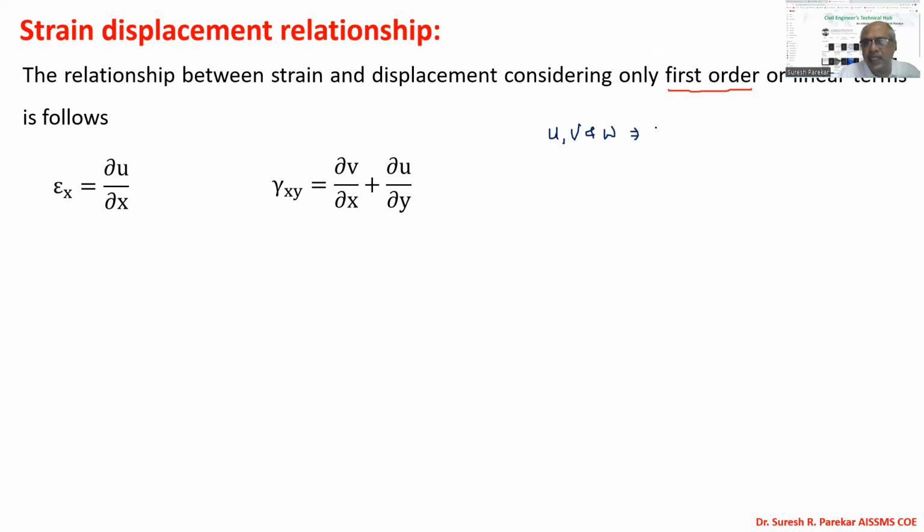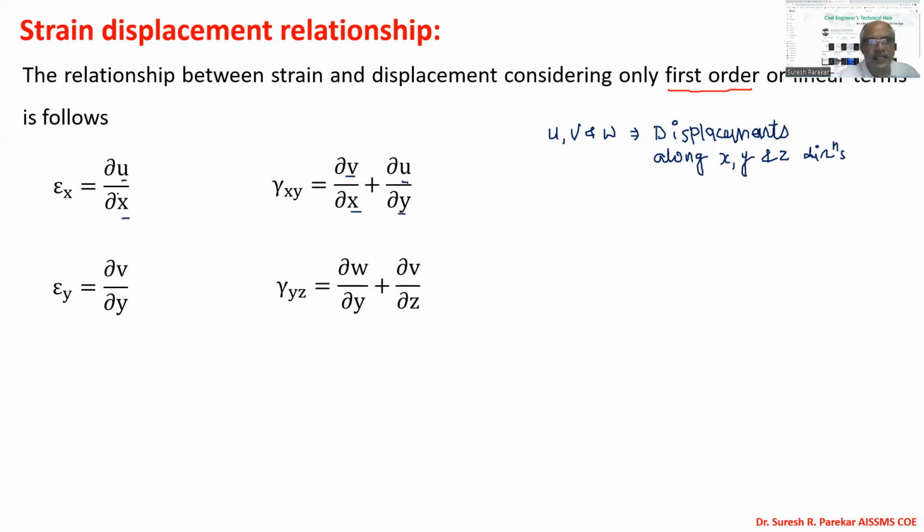Now we have to keep in mind U, V, and W. These are displacements along the X, Y, and Z directions. Accordingly, for shear we are going to have V with X and U with Y, whereas here U with X, because these are normal. Similarly, we can write these also, that is epsilon Y, epsilon Z, gamma YZ, and gamma XZ. So we have 3 shear strains and 3 normal strains.